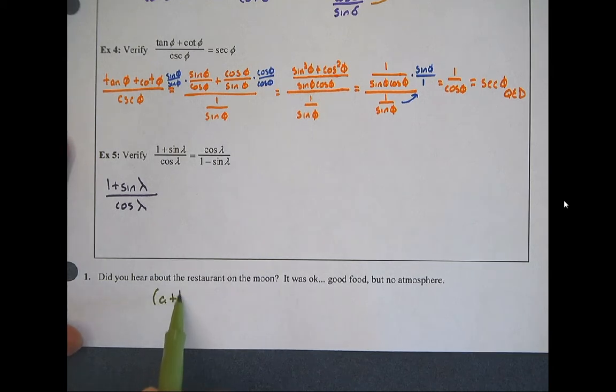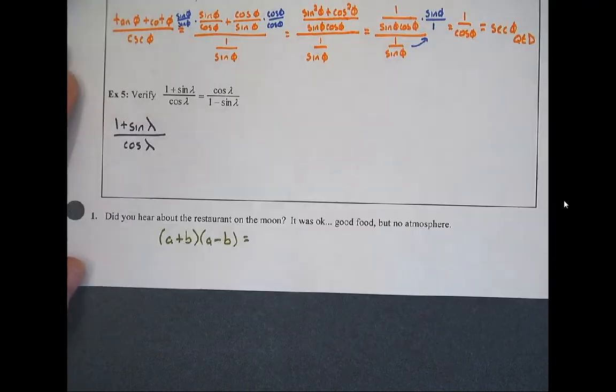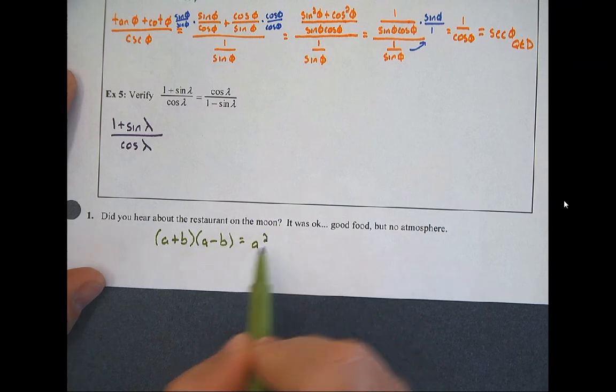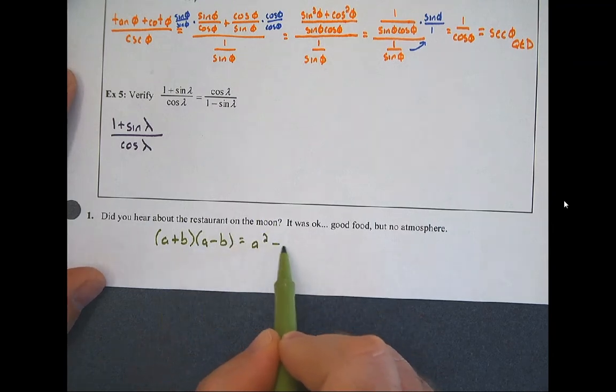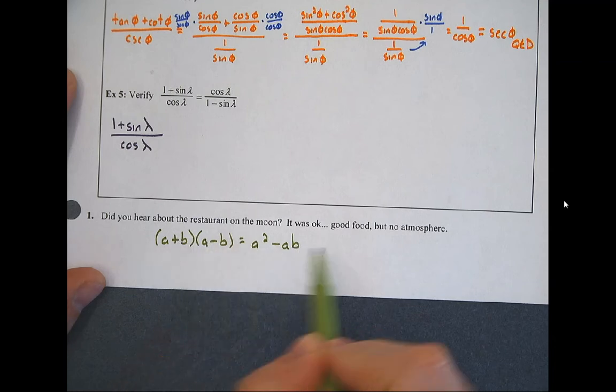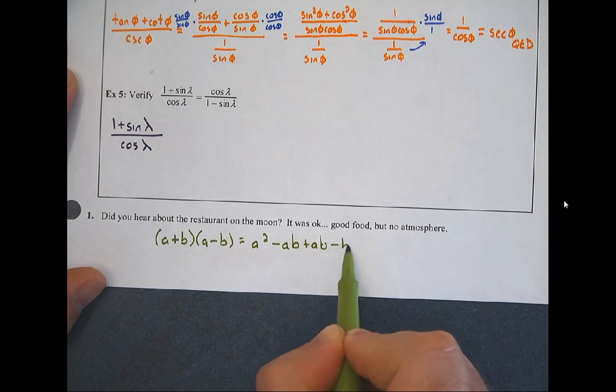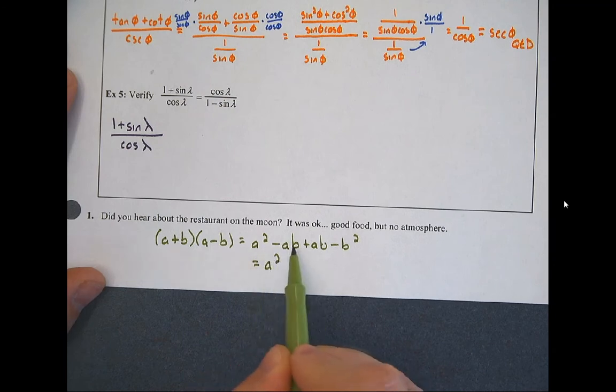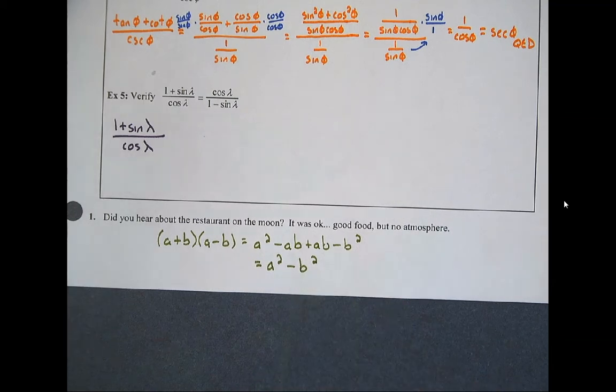A plus b times a minus b. Watch what happens when I distribute this. A times a is a squared. A times negative b is minus ab. B times a is positive ab. B times negative b is negative b squared. Combine like terms. Minus ab plus ab cancels out, and I get a squared minus b squared at the end. These are called conjugates.